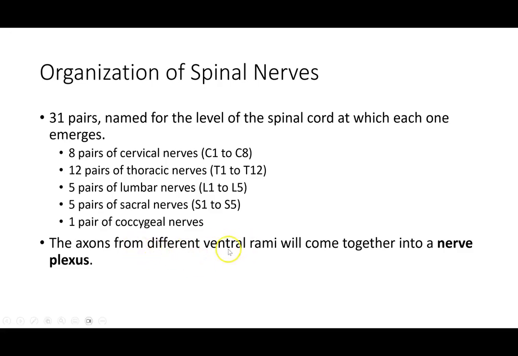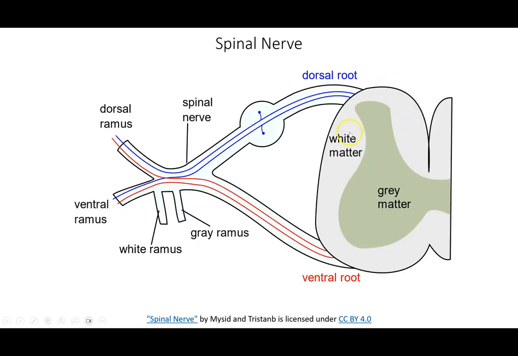So the axons, again, from the ventral rami come together in a nerve plexus, which we have covered some of those in lab as well. So here's our spinal cord right here, gray matter, white matter. There's that dorsal root. Here's the dorsal root ganglion, ventral root coming out here, and those join together outside of the vertebrae at the spinal nerve, and then that spinal nerve will send off the dorsal ramus to the back side of the body. Ventral ramus will go to the lateral and anterior portions of the body and arms and legs.